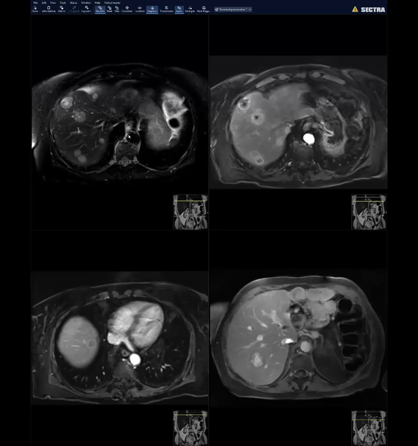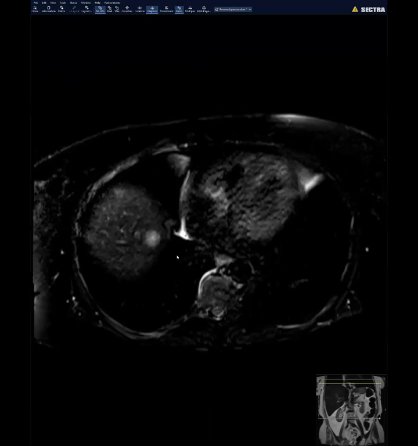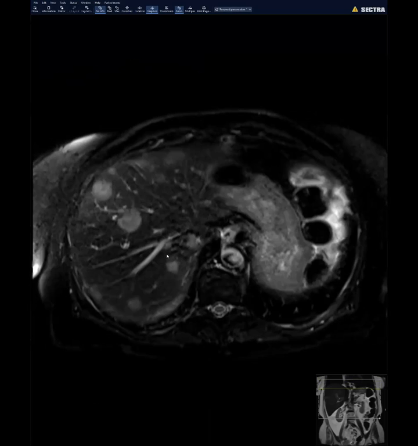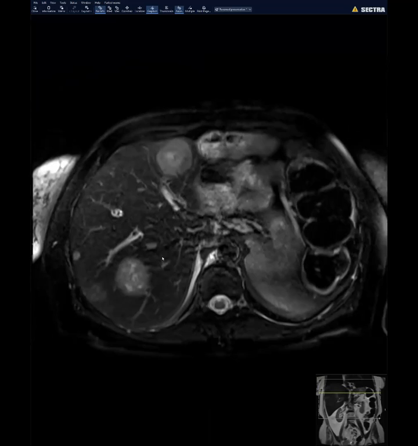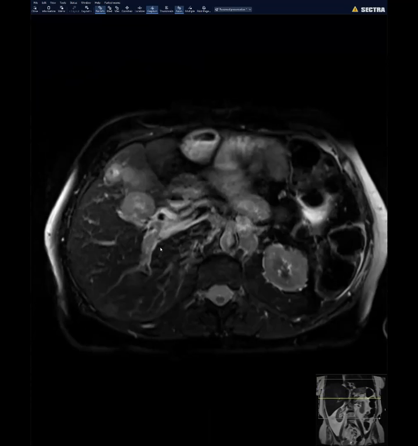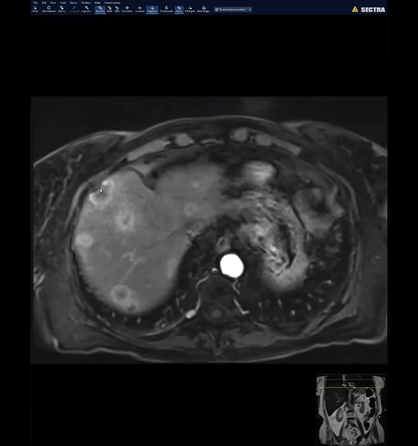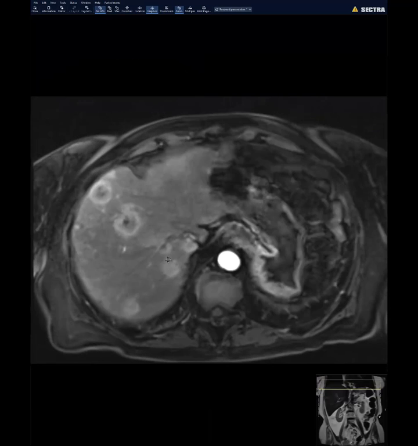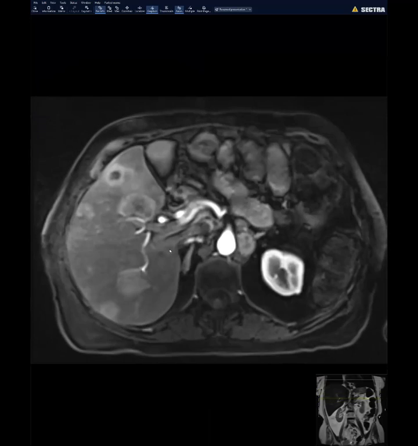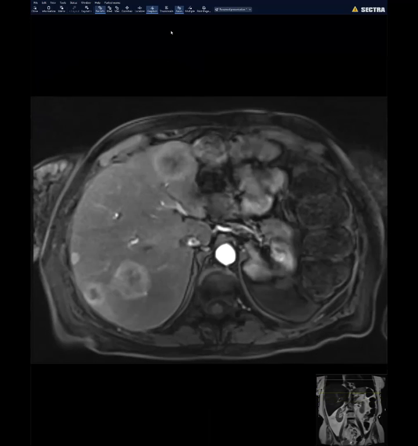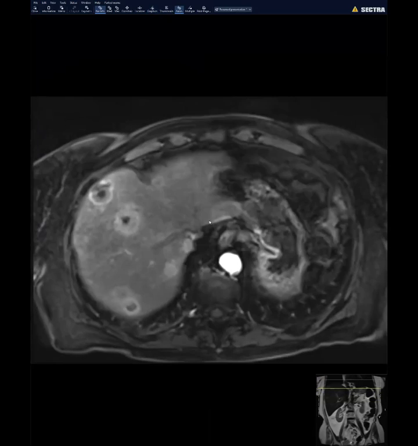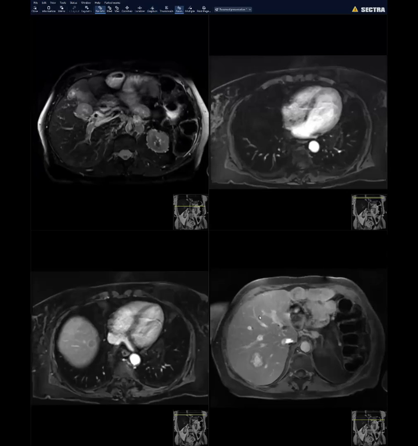Okay, and I'll quickly show my pitfall case. So this is the axial T2 fat sat, again a targetoid lesion. This is the arterial phase. It looks ugly, but there was capsular retraction. Gitanjali, I'm guessing neuroendocrine mets. Yes, these are neuroendocrine mets.